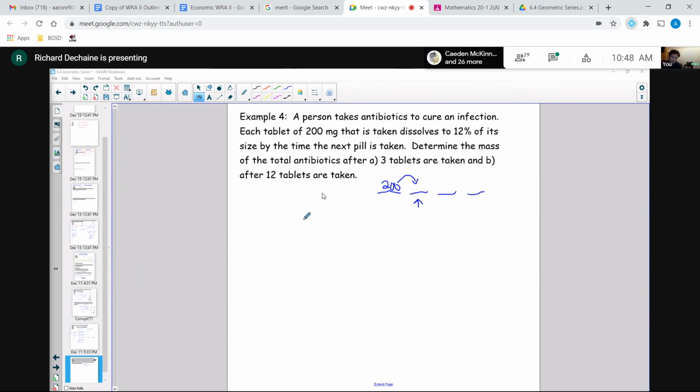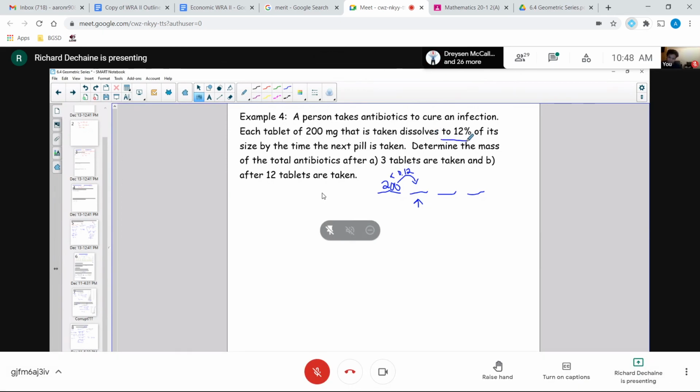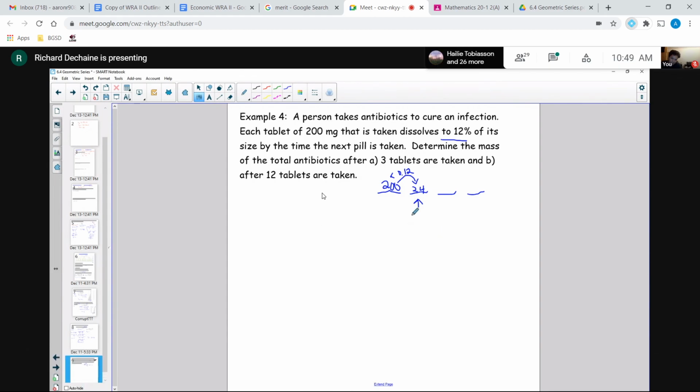The 0.88 would mean it only reduced 12%, so 88% stayed behind. But this is saying that this pill actually dropped all the way to 12%. So it lost 88% of its value. It's a little bit tricky wording. So we're going to times it by 0.12, but you're on the right track. Okay? It says it dissolves to 12%. It loses 88% of its value. So when I take the next pill, essentially there's 24 grams of that 200 left in my body. And now I'm going to take another one and 200 would be added.